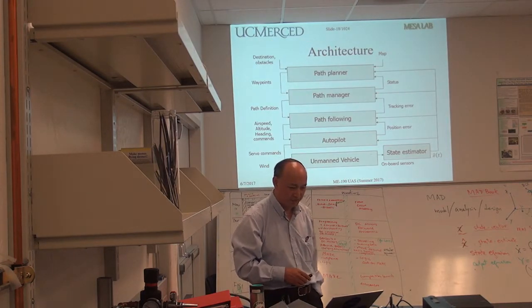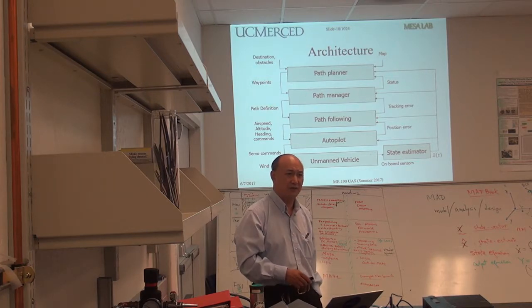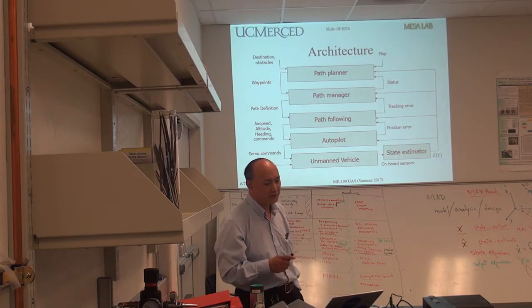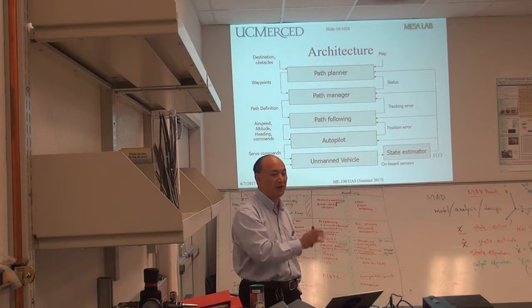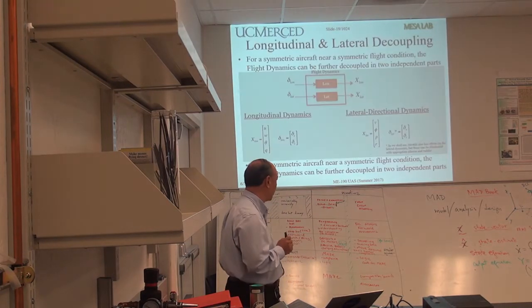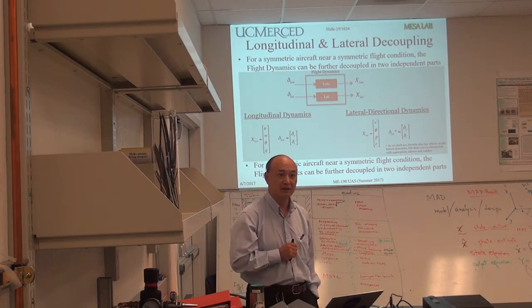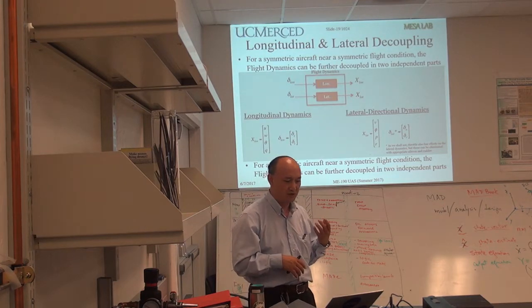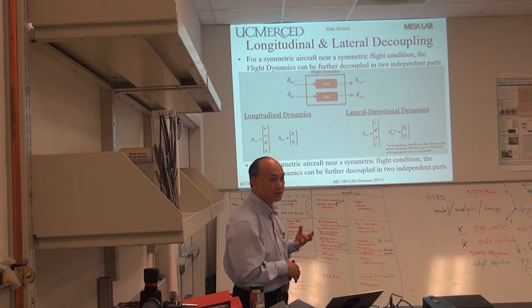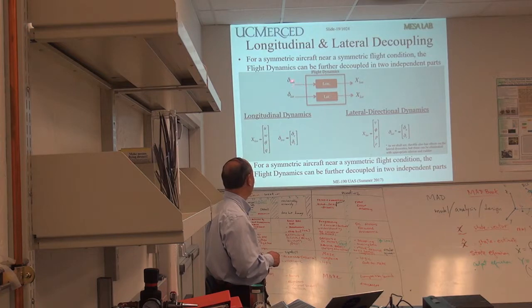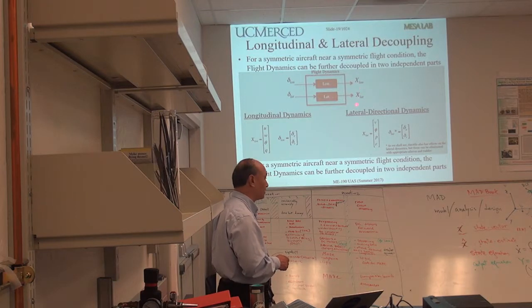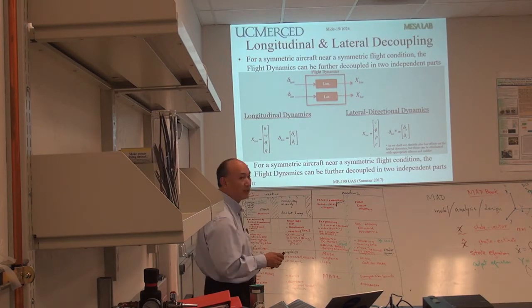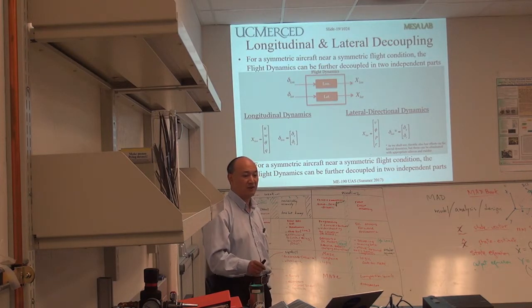So let's take a look. This is actually still a very hard problem. So it would be nice if we can make longitudinal and lateral dynamics decoupled. Let's explain that. If the aircraft is symmetric, the flight dynamics can be further decoupled into two independent parts. You can group them into longitudinal variables and lateral variables. Through the flight dynamics, you have longitudinal state vectors and lateral state vectors. In between, there's no coupling. That will simplify our life a lot.